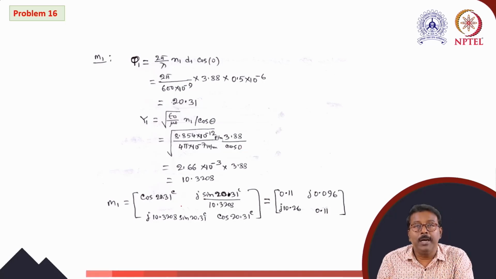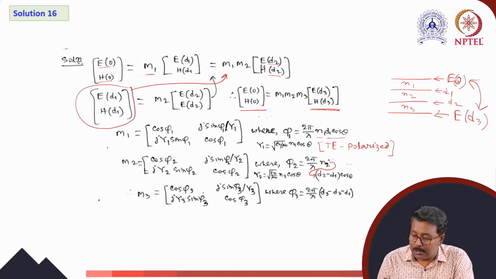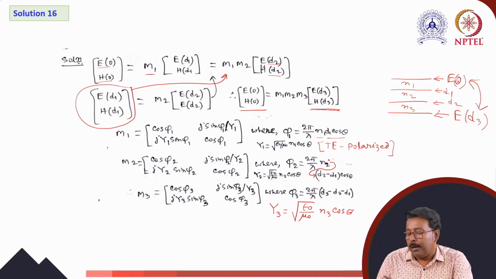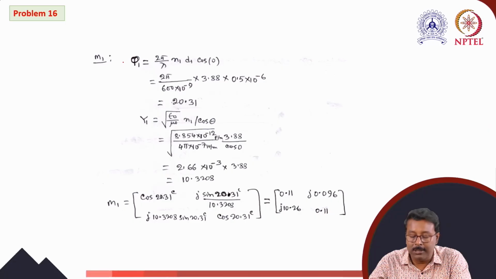So let us first calculate M1. In the last, here we should mention Y3, that is equal to root epsilon 0 by mu 0 n3 cos theta. And cos theta is the same, I have assumed, for a normal incidence in all layers. So in this way you can calculate the Y3. So after calculating M1, M2, M3, we have to take the product. Let us see how M1 is calculated.